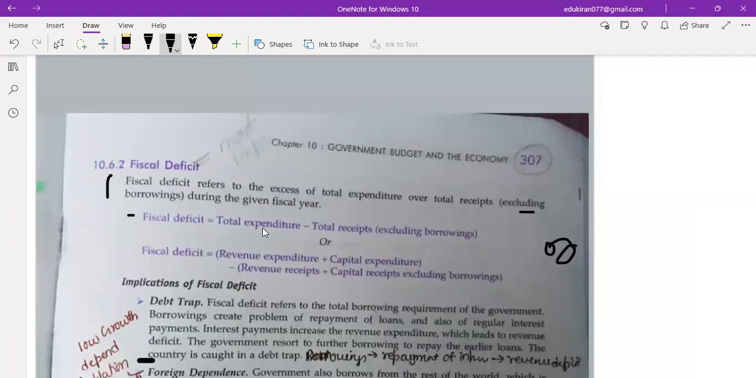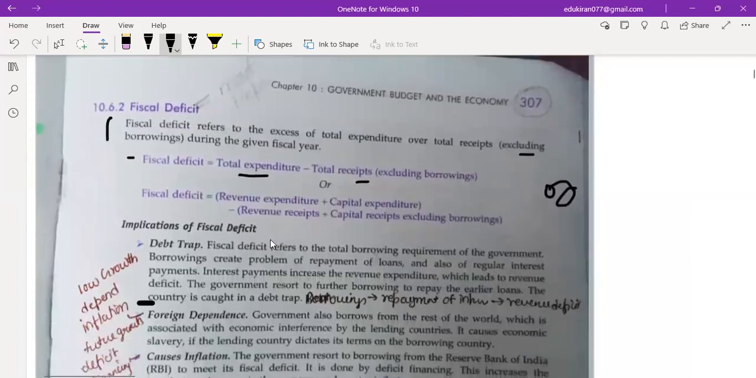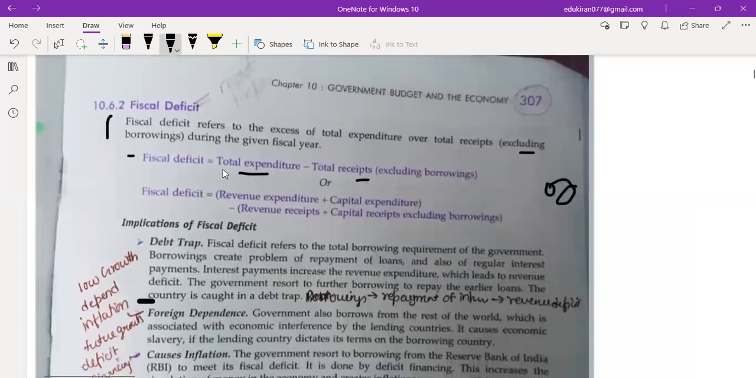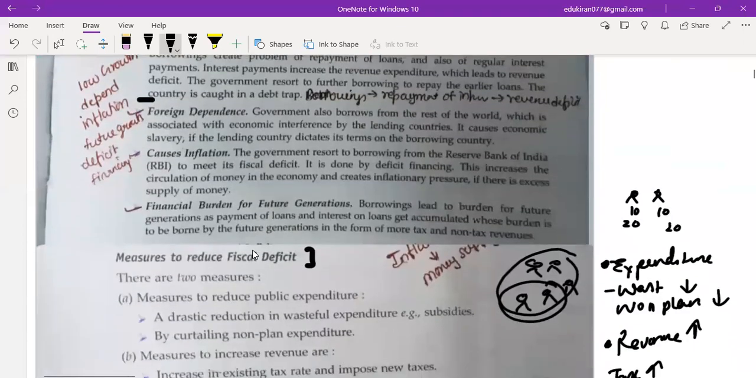See, sometimes you get a simple formula like total expenditure and total receipt, right? But sometimes you have to expand total expenditure as well. So total expenditure includes revenue expenditure and capital expenditure. So you will write this totally. These 2 points. Then I will explain the implications.